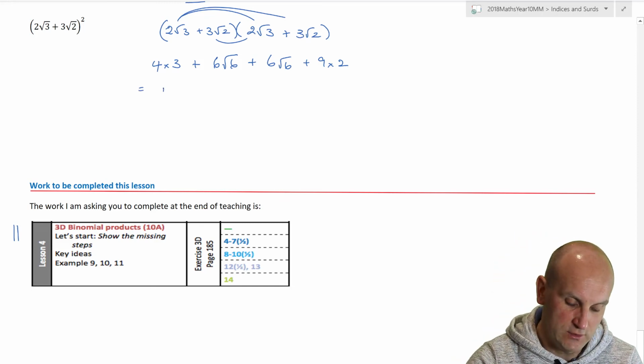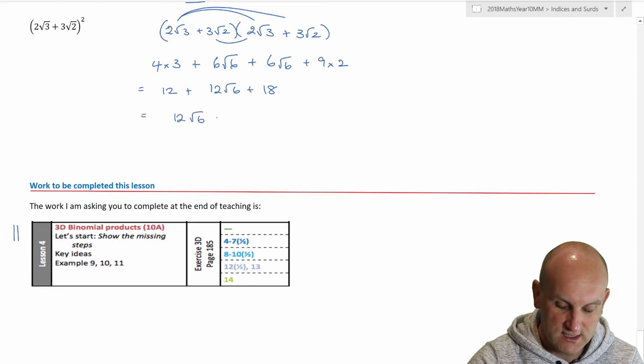Simplify this down. 4 times 3 is 12, plus 6 root 6, that's going to give me 12 root 6, plus 2 times that is 18, which gives me 12 root 6, plus 30.